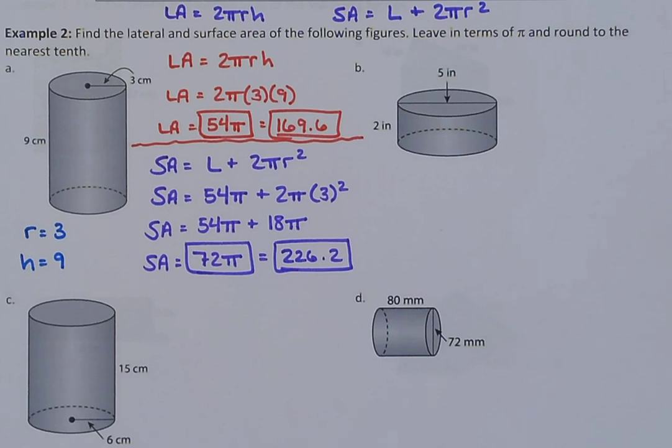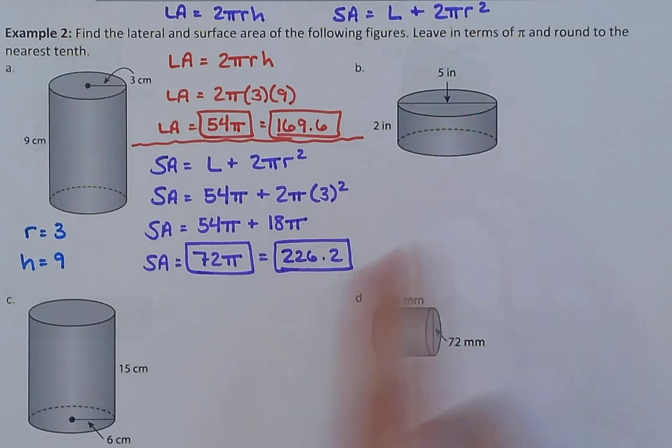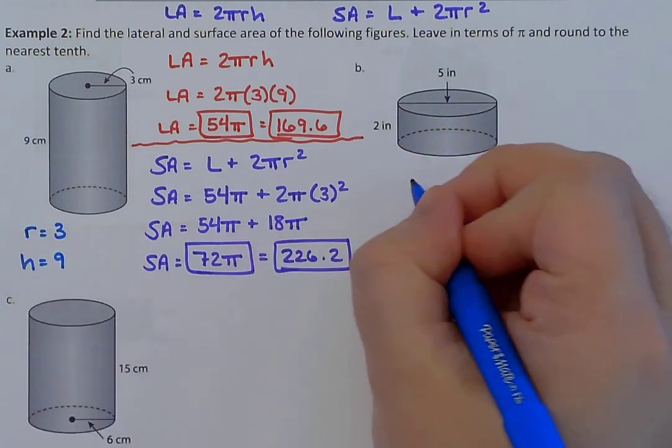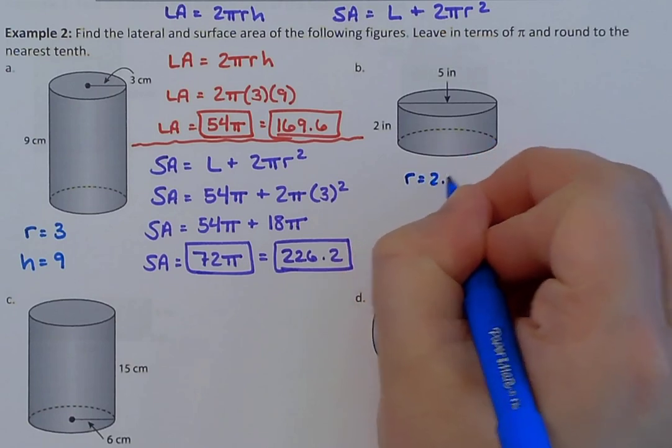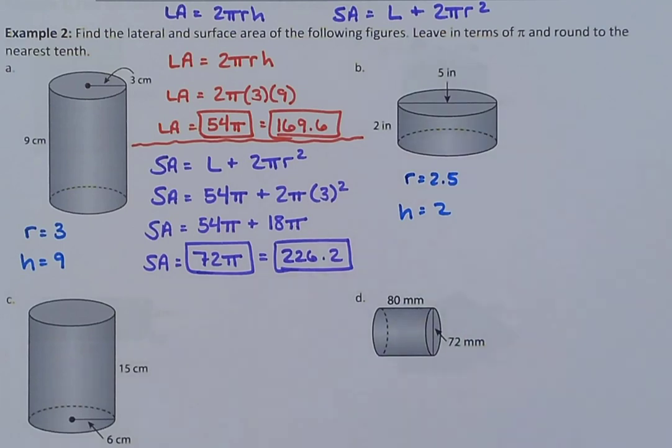Okay, cylinders are very straightforward. The only bit of information you might have to discover is like with parts B and D, where they tell you the diameter, they don't tell you the radius. So you have to divide this by 2 to give you your r. So for B, that would be 2.5, and then we know our height to be 2.